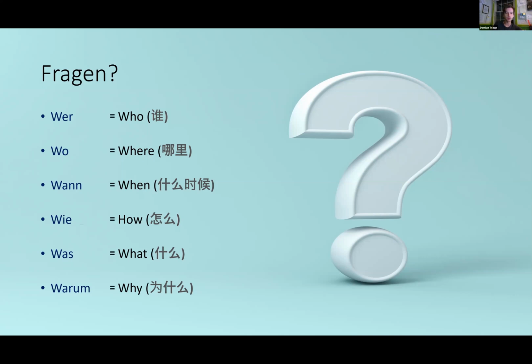So yeah, some of them are more used than others, but they're all very important words, and they all are the basis of any question that people may ask you or that you may want to ask people.